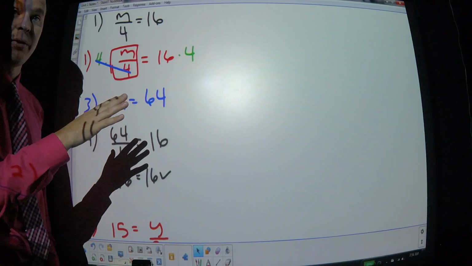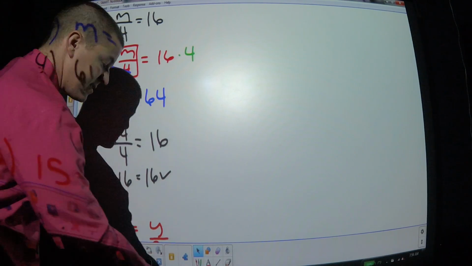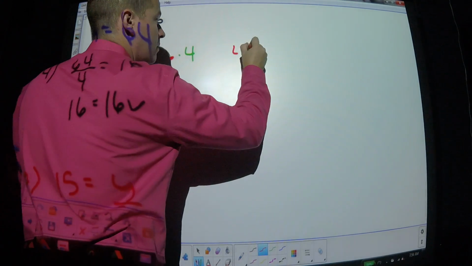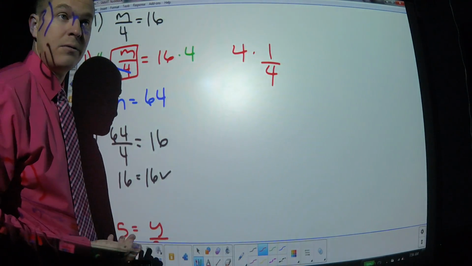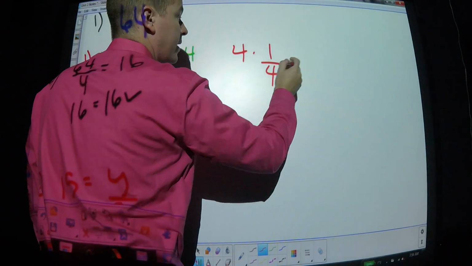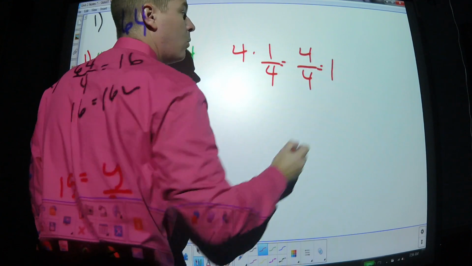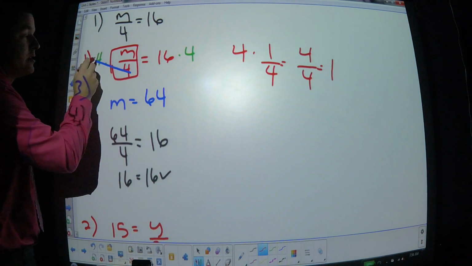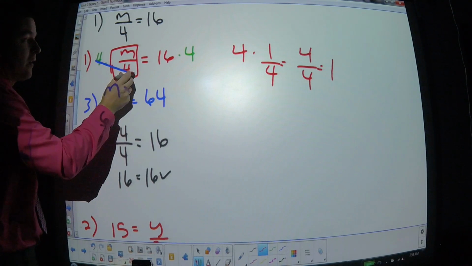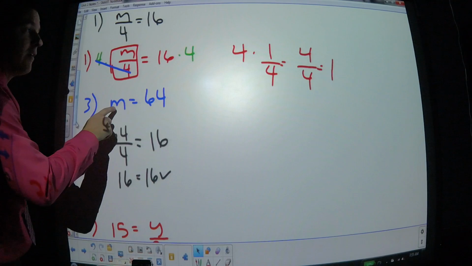I know that you're multiplying, but these are going to cancel out because this is actually 4 times 1 over 4, and we haven't talked about fractions, so just go with me on this, that this becomes 4 over 4, which is 1. Okay? So you're going to multiply by 4 on both sides, which allows this to cancel out. So you're left with just m on the left side.